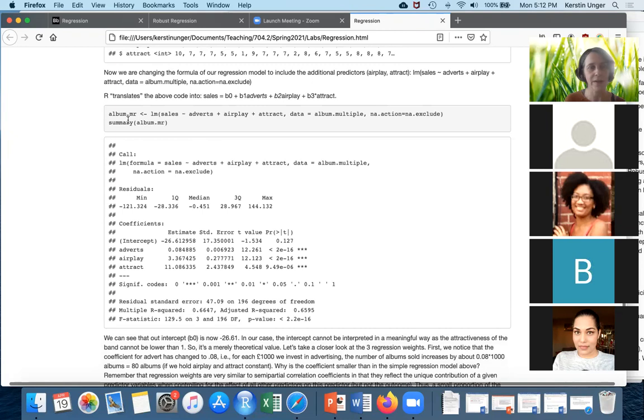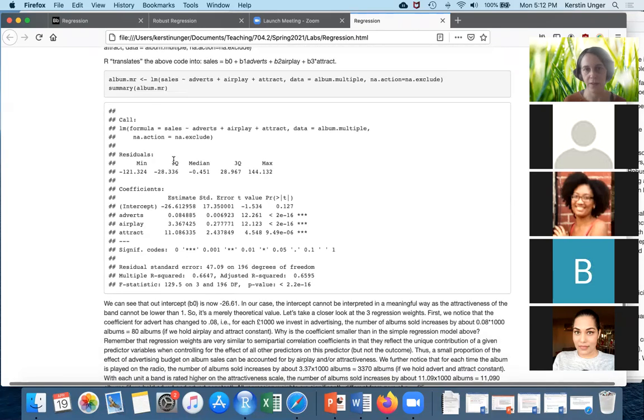All right, so the formula is very similar. How do we input that into R? The general syntax is the same. We assign the object that is created by the function call lm a certain name. I call that album.mr for multiple regression here. On the left side of the tilde operator we have our outcome variable, and on the right side our predictors. Then we specify our data set and how to handle the NAs, the missing values. Then we can call the summary function as usual.